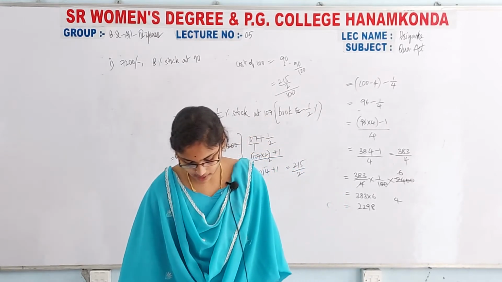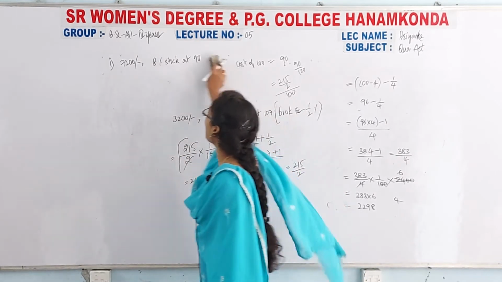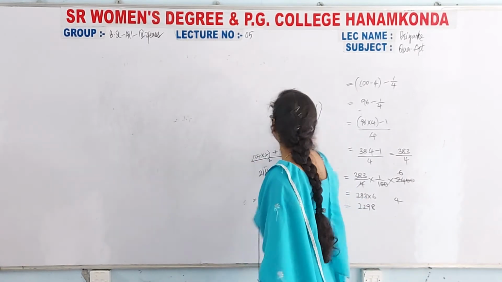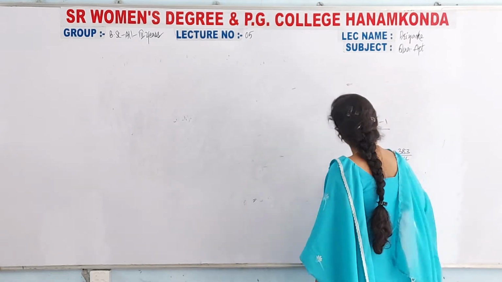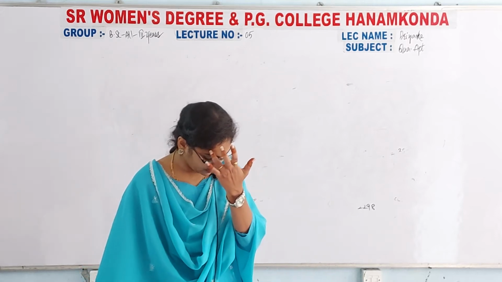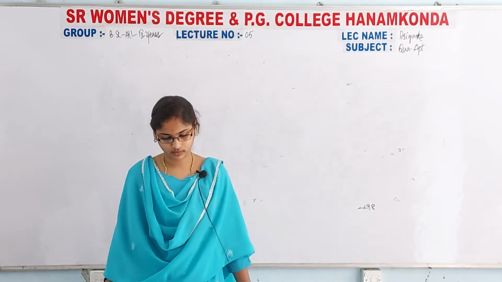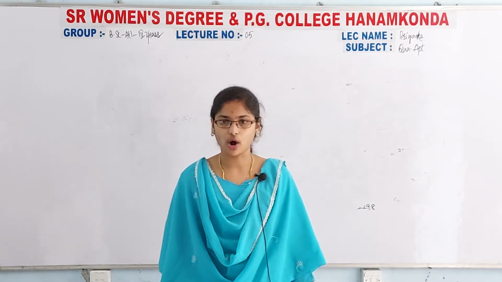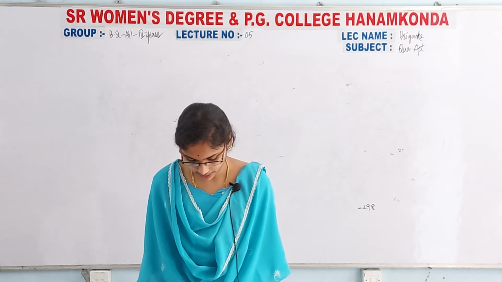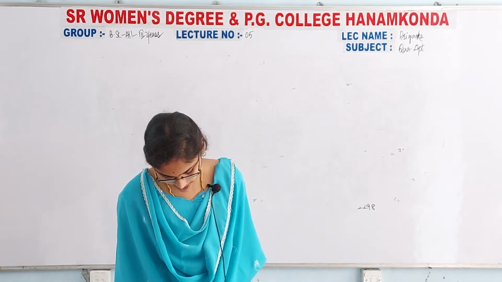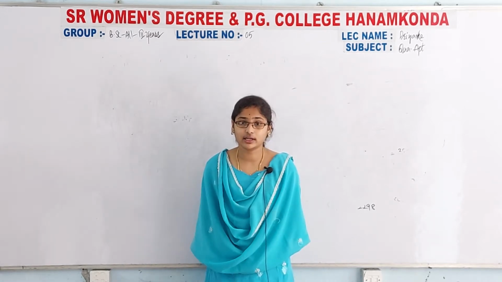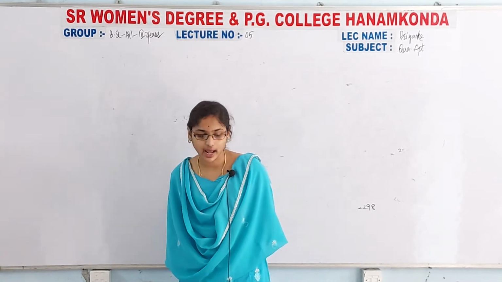Find the annual income derived from 2500 rupees, 8% stock at 106. Now we have to calculate income. So now write down income derived.